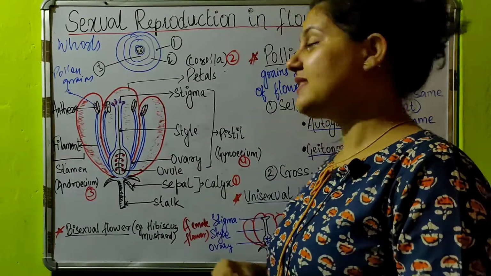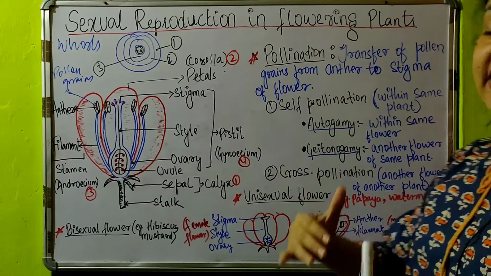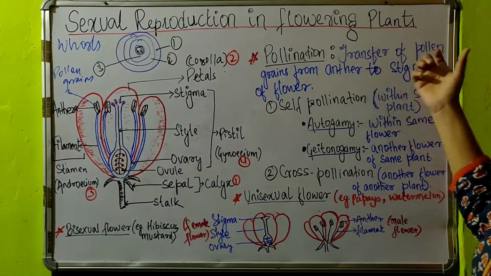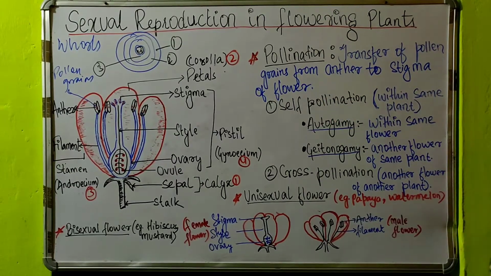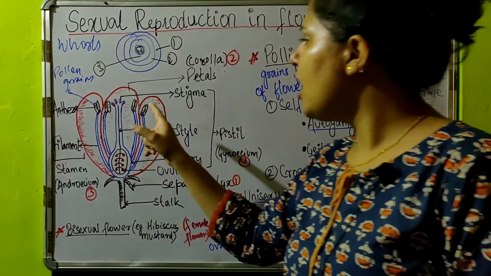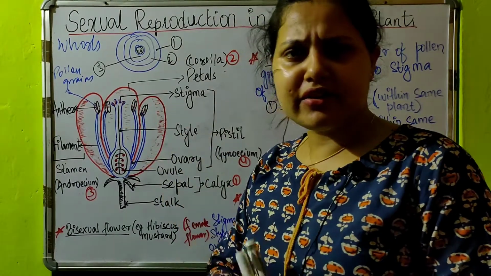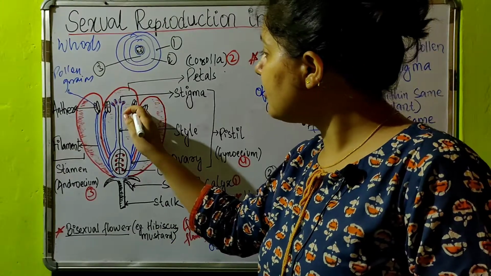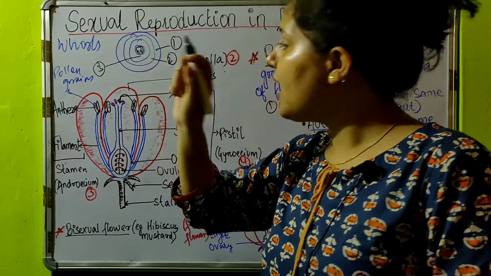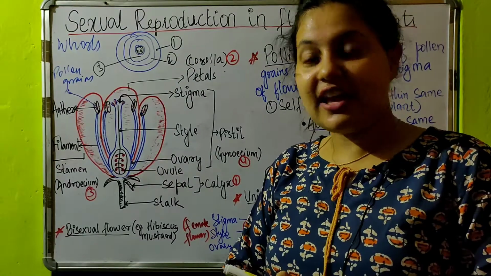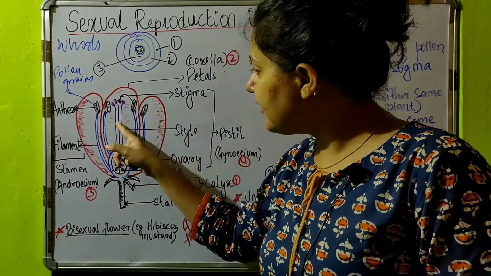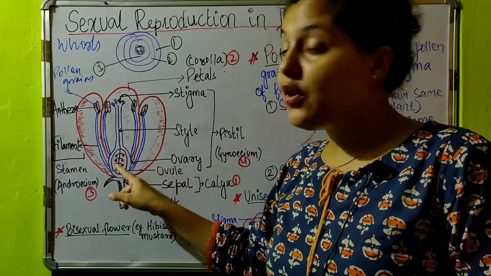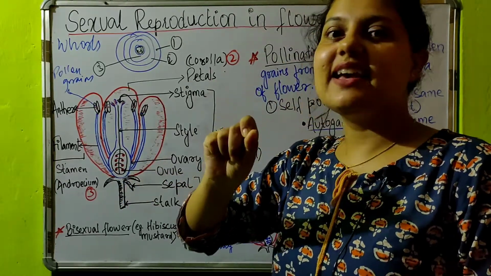Okay, I hope this is clear to you. Now coming to the next, that is pollination. What is pollination? The transfer of pollen grain from anther to stigma of the flower is known as pollination. Now these are the pollen grains, isn't it? The pollen grain from the anther will be transferred to the stigma of the flower, and these will enter inside the ovule.